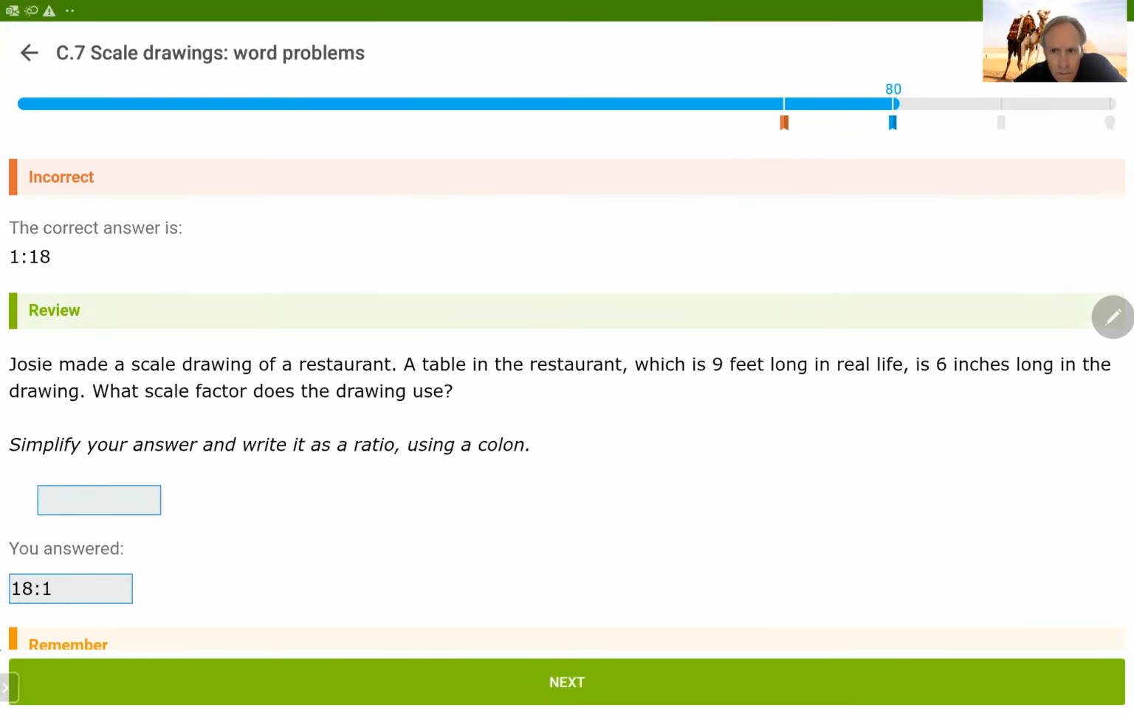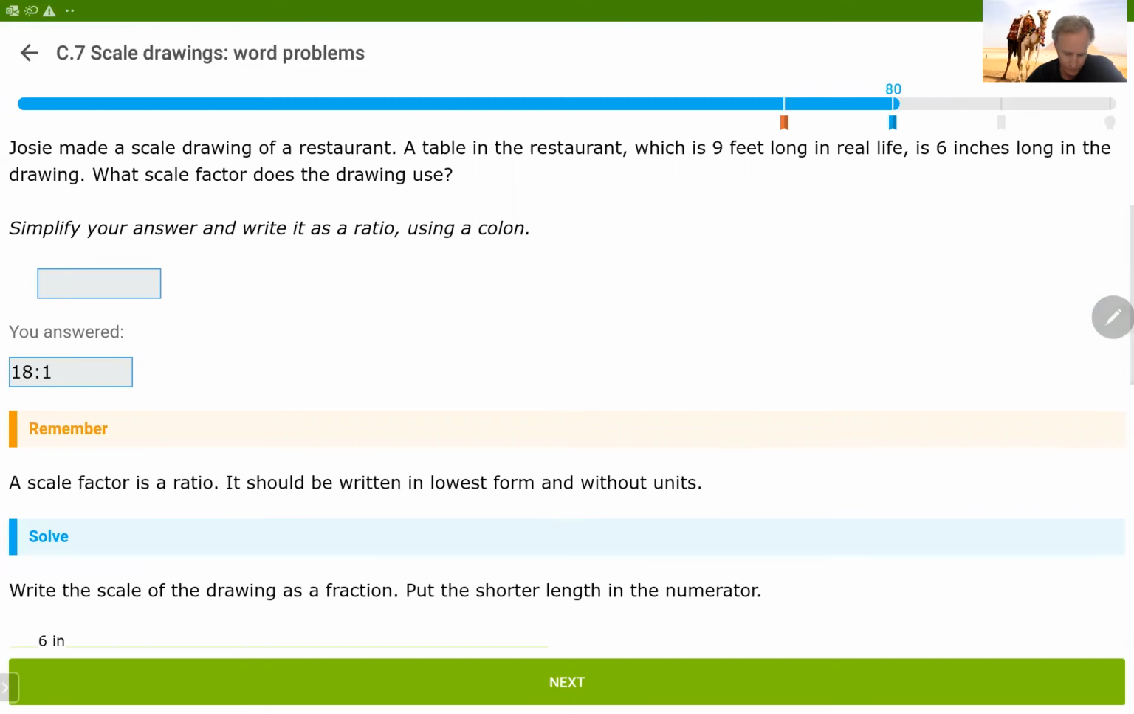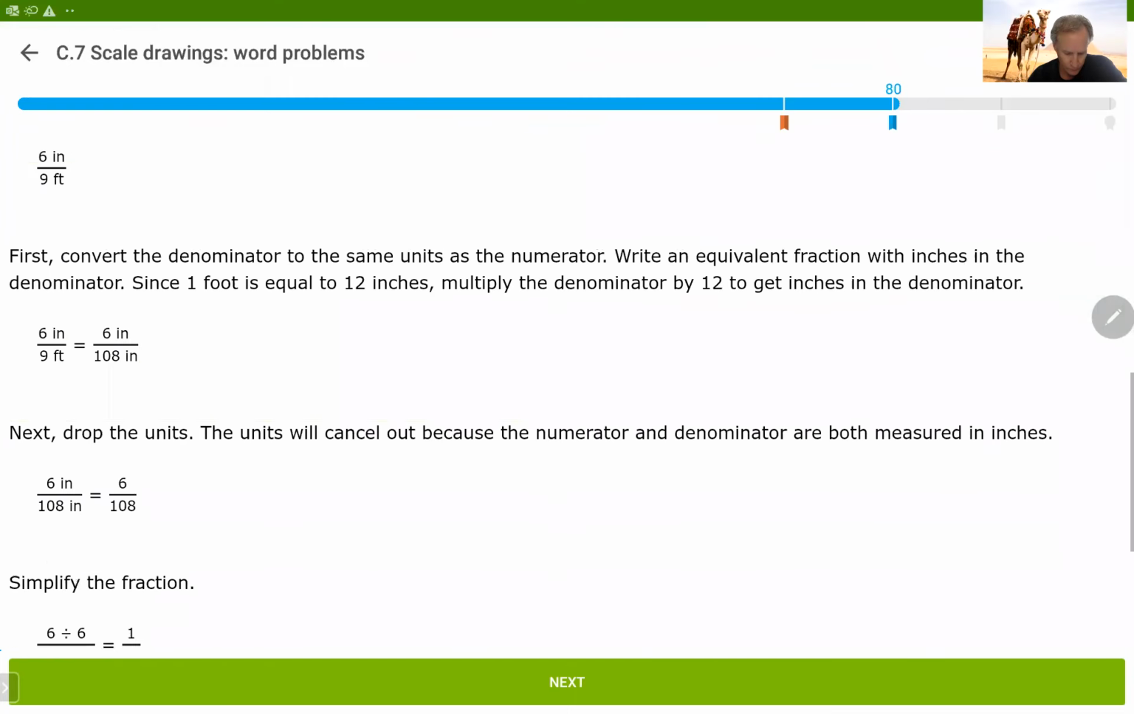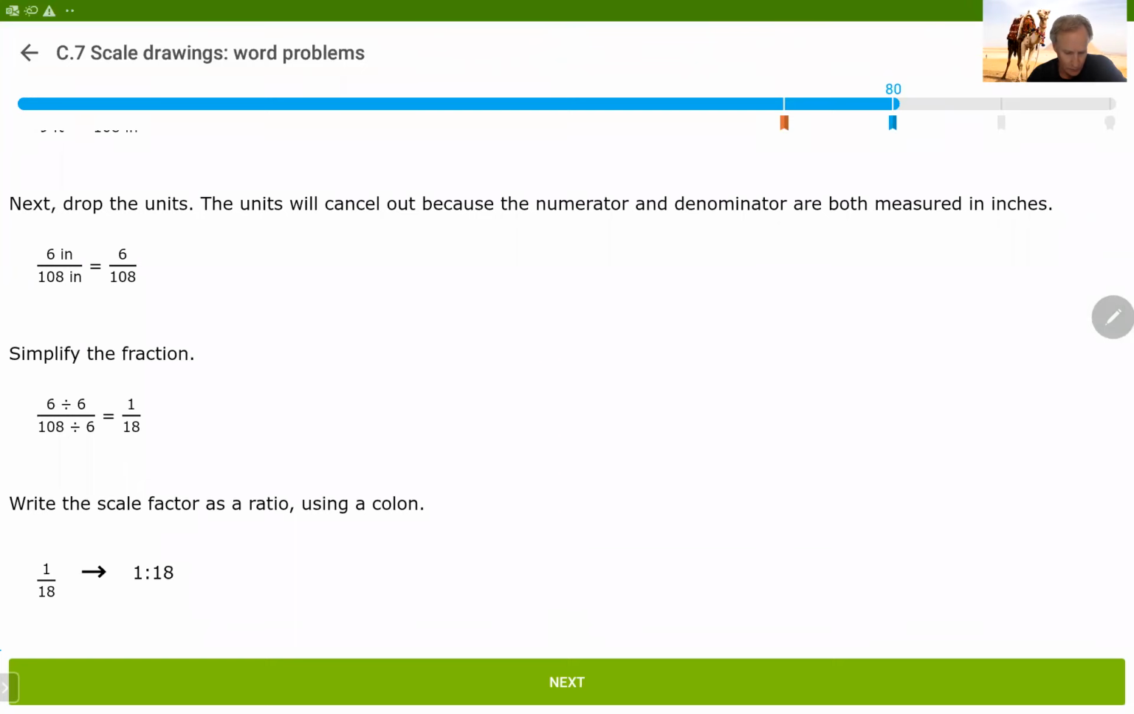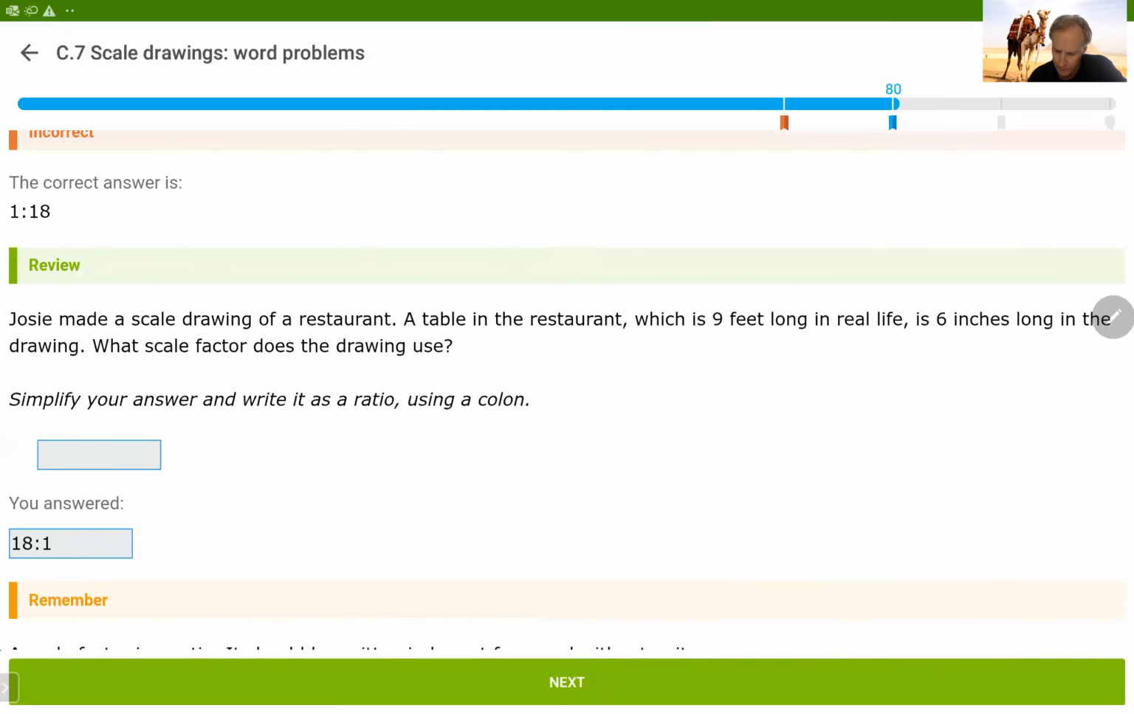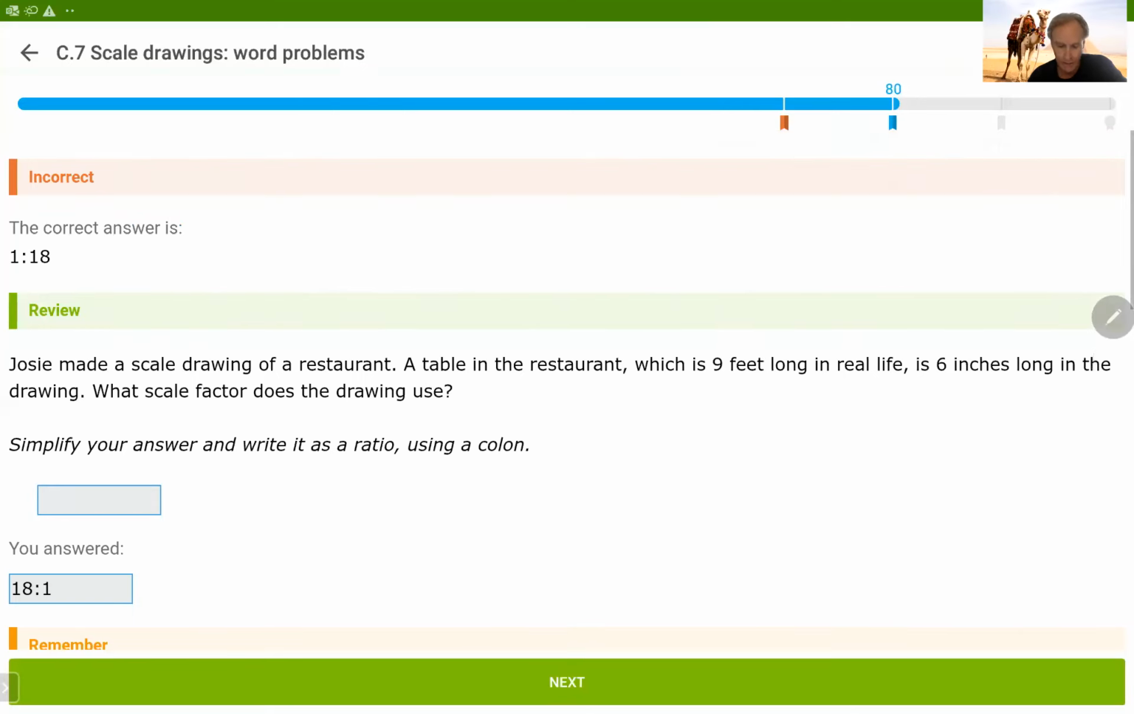What did I do? 9 to 6. They changed it. They turned it around. Interesting. Okay, so I had the ratio correct, just backwards. I don't know why they listed the 9 feet first, but there we have it. Apparently they want the smaller units first, maybe. I'll try again.